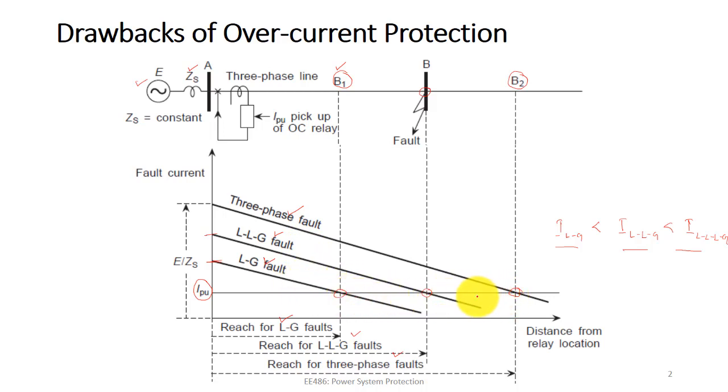Similarly, obviously it is a variable thing that we don't know which kind of fault is going to happen in the network, right? So that is how the variation in fault type will cause the reach of the relay to vary, right? We can see here the reach of the relay for LG fault is up to B1, for LLG fault is up to B, for three-phase fault up to B2, right?